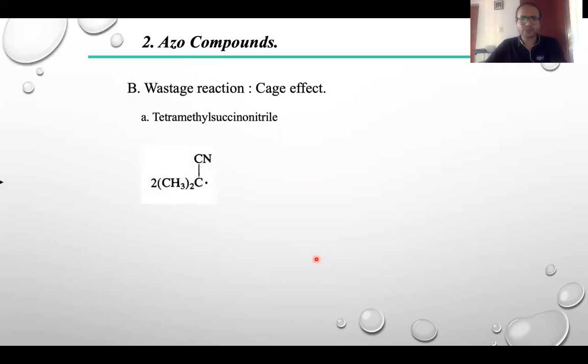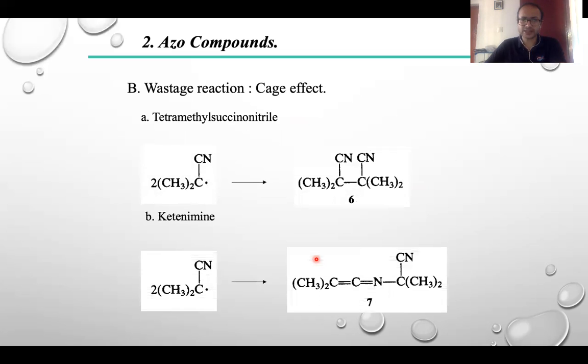Like in the case of peroxide, we also have a wastage reaction happening because of the caging effect of the solvent here as well. So the radicals can combine with each other to generate a tetramethylsuccinonitrile compound. It's just simple recombination of the radicals to form a neutral species. This consumes the radical. This is another way in which the radical is getting consumed. This you can easily understand.